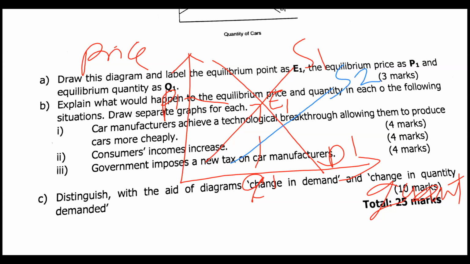Then your equilibrium moves to E2. The price will come down to P2, and your quantity will now be Q2, which will increase, right? You've seen it. So supply will increase now, which means the supply curve will shift to the right.